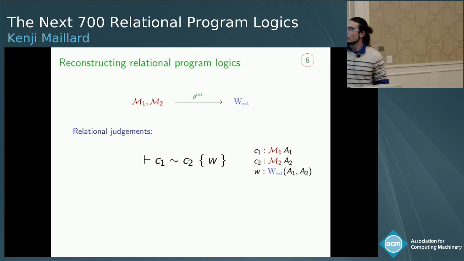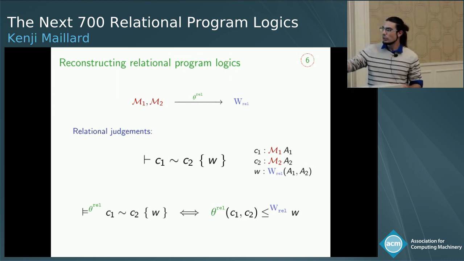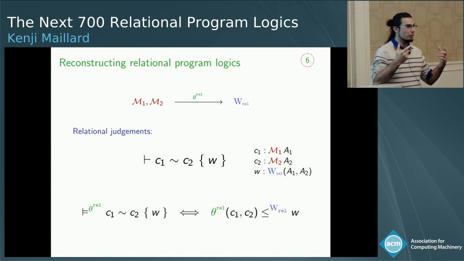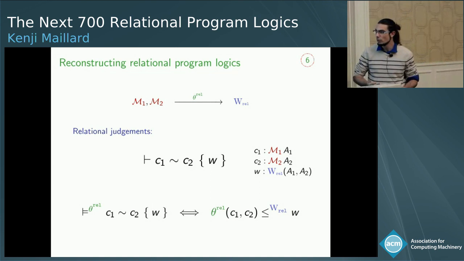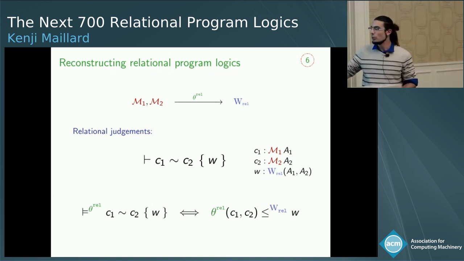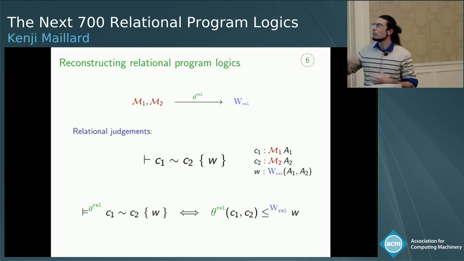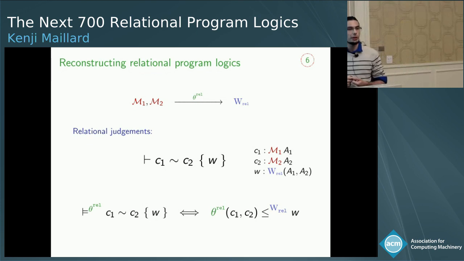And then I will provide a semantic for this judgment by saying that such a judgment is valid whenever the specification, the relational specification that I compute for my two programs, C1 and C2, entails the specification W, where this entailment relation is provided by my object of relational specification.